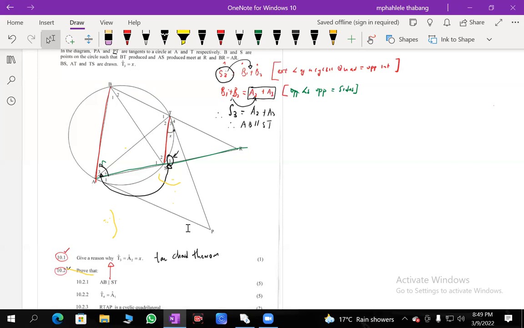So I get S3 is equal to B1 plus B2 again, and T3 plus T4 is equal to B1 plus B2. And B1 and B2 are equal to A2 plus A3. Do you get that?